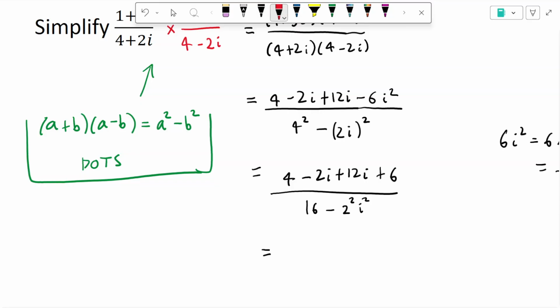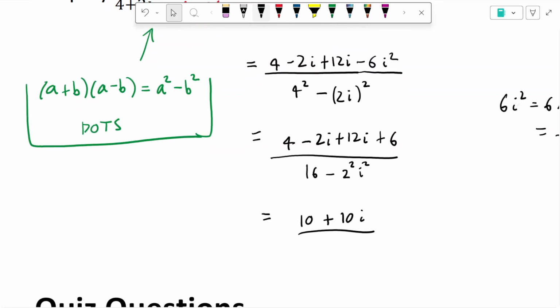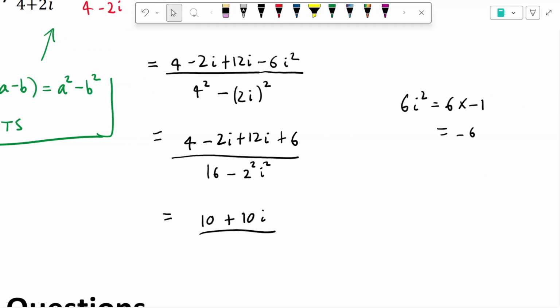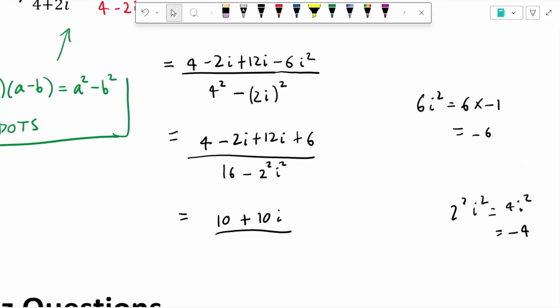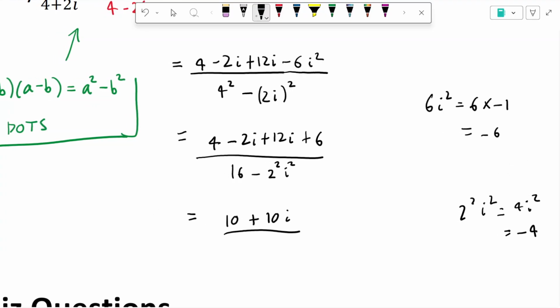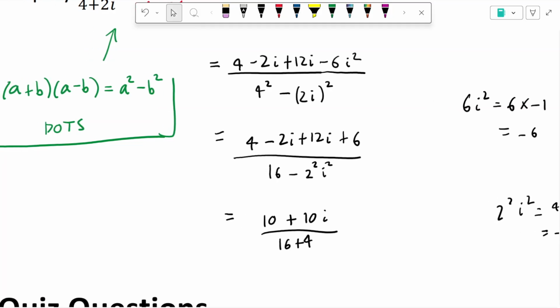All right, let's collect our real and imaginary bits. So for our real bits on the top, we've got 4 and 6, so I should get 10 there. And for our imaginary bits, I've got -2i and plus 12i, so I should get 10i, just like that. All right, now let's look at the bottom. 16 and 2 squared and i squared. So I might just deal with this bit off to the side, 2 squared and i squared. This will become 4i squared. i squared is -1, so the whole thing becomes -4. Since we already had another minus sign, this becomes 16 plus 4 on the bottom.